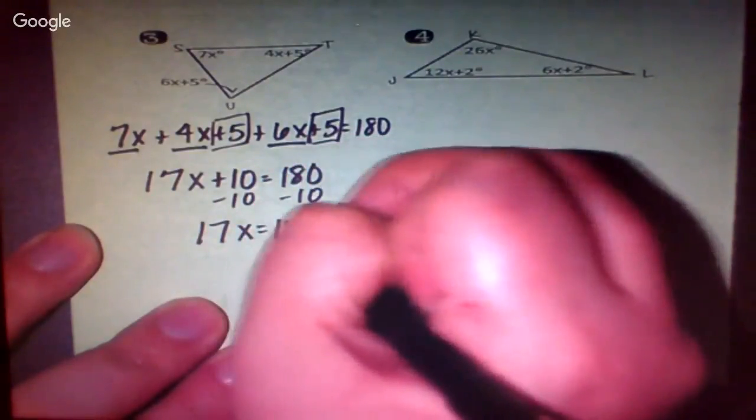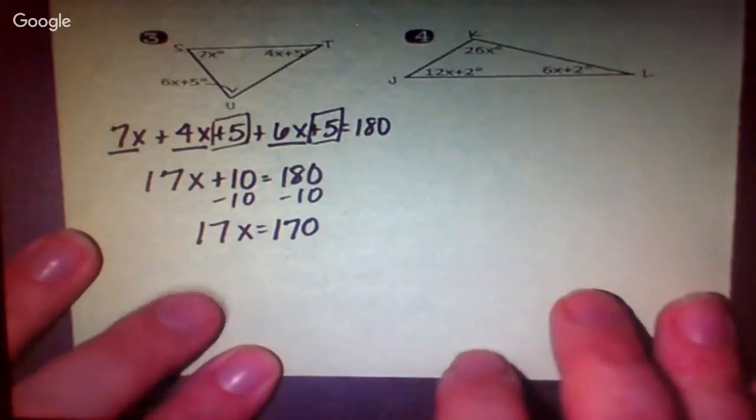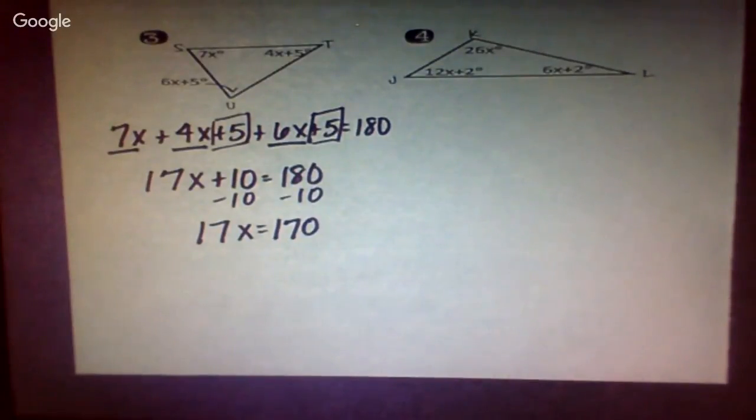17x equals 170. X equals 10. Edwin, what's my last step? Need to get x by itself. What do I need to do?